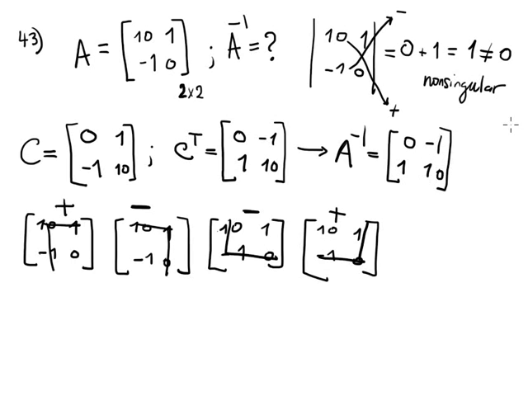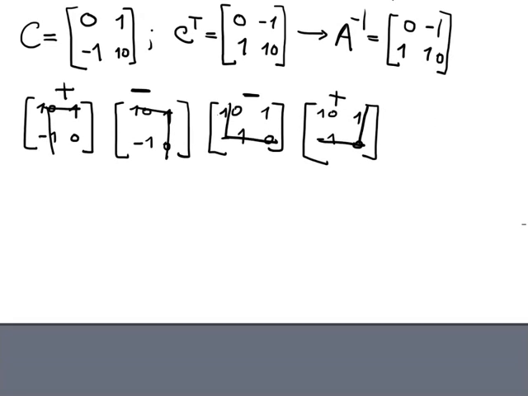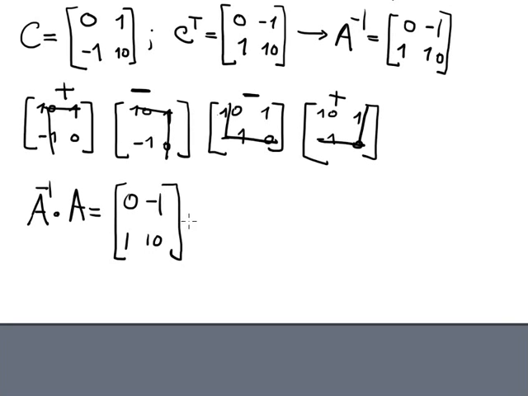Okay, let's do the verification. At least multiply one time; it doesn't matter, I propose that you complete the idea. Inverse matrix times A is 0, -1, 1, 10, times the multiplication of the original, which is 10, 1, -1, 0.